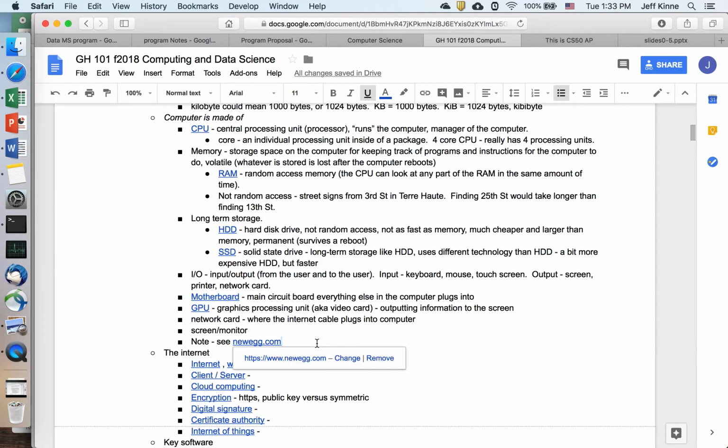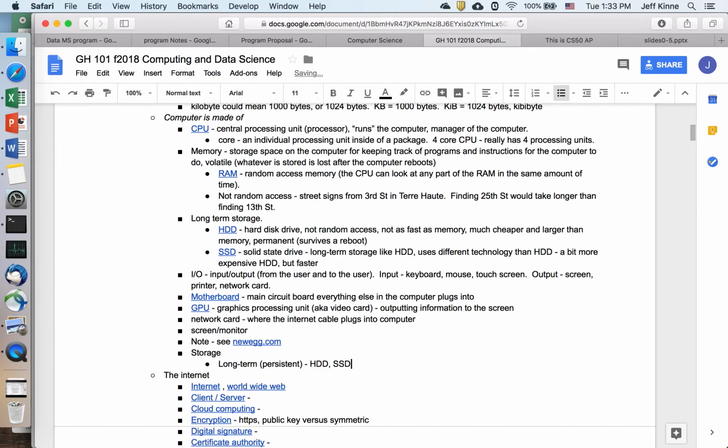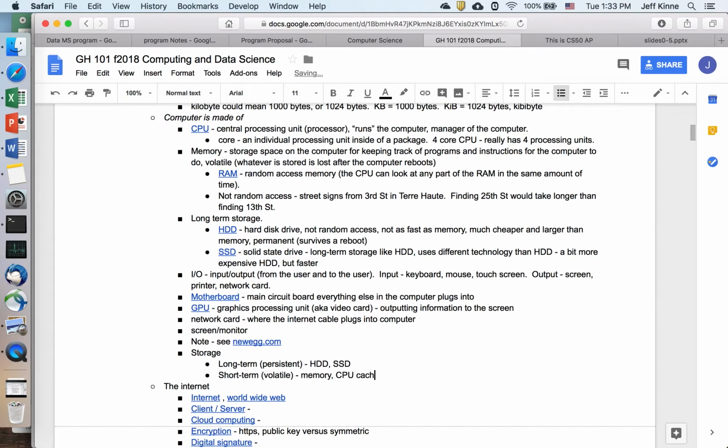So we'll do storage. So long-term persistent, we have that is HDD or SSD. Short-term volatile, we already had memory for that, but now we're going to add on CPU cache and CPU registers.